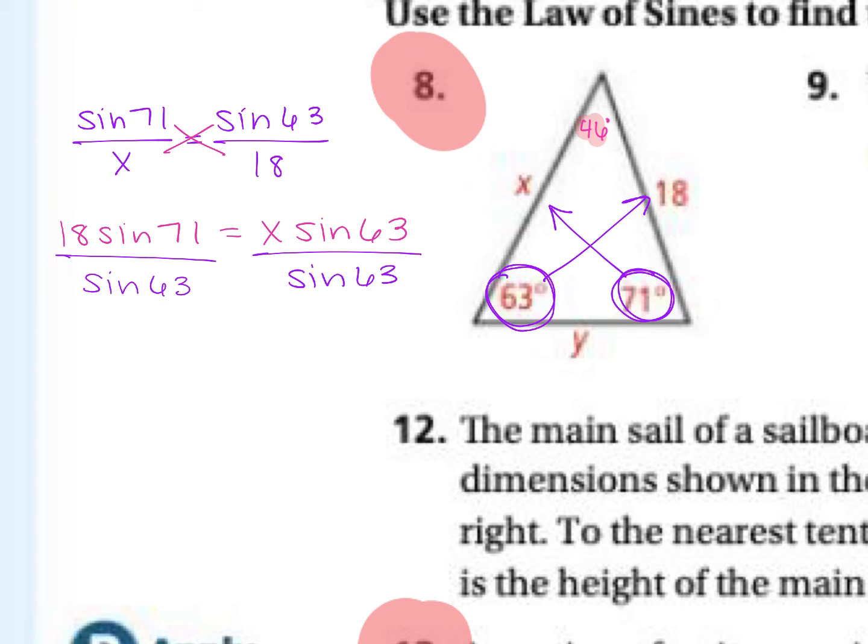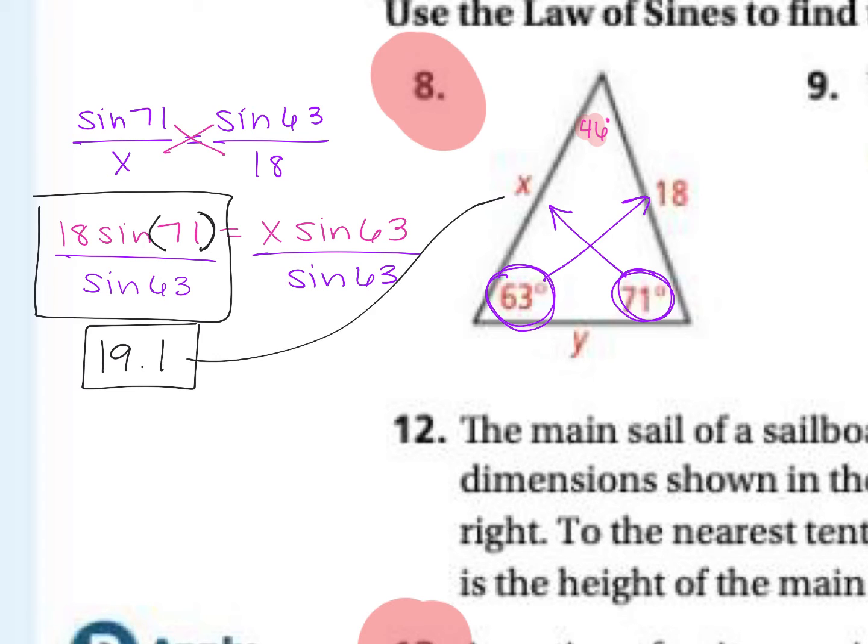Where do you need a parenthesis? After 71. So you can plug this exactly how you see it in your calculator. Your calculator will start this one. You need to finish it off. So 18 sine 71 parenthesis divided by sine 63, and you should get 19.1.